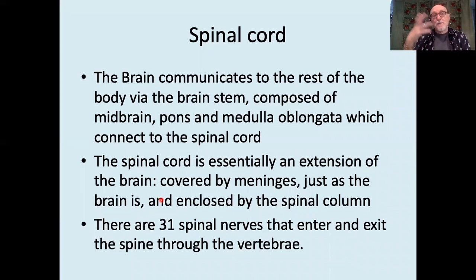So the spinal cord is actually part of the brain. It's an extension of the brain, and it still maintains that tubular structure. It has cerebrospinal fluid circulating through the middle and then around in the meninges, which also surround the spinal cord. And it gives off 31 pairs of spinal nerves.